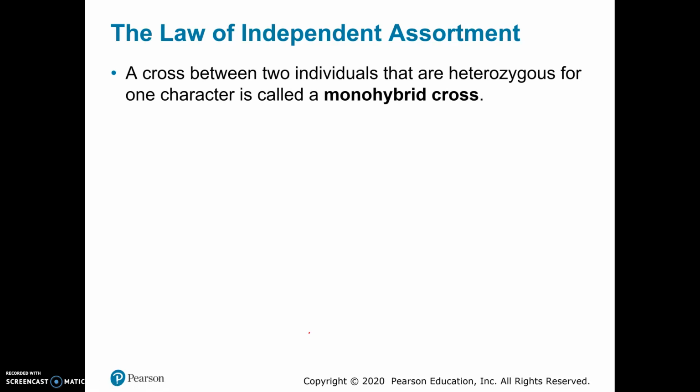Now, Mendel had a law. He came up with multiple laws, and one of them was the law or the principle of independent assortment. To understand the principle of independent assortment, we have to look at what's called a dihybrid cross. So we've been doing crosses about a single trait. That's called a monohybrid cross, mono for one.